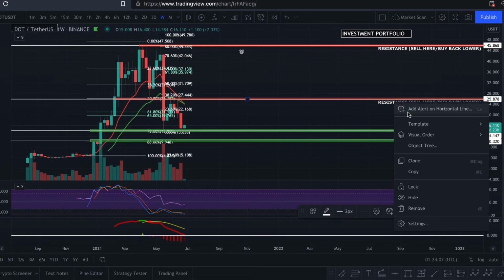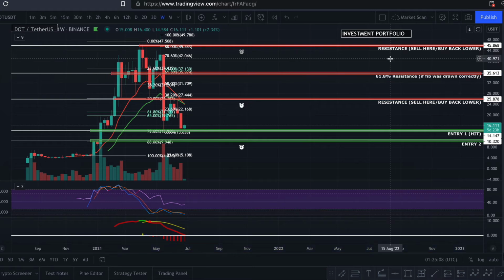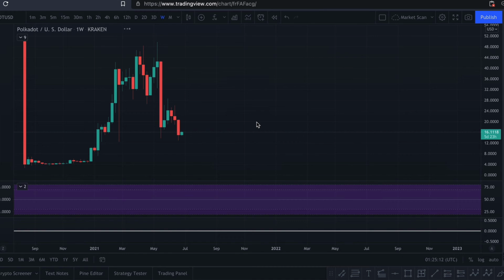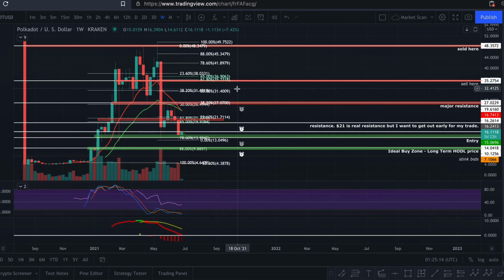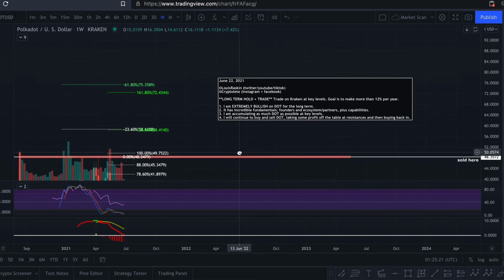So let me just put these alerts in. Okay, there we go. We got the DOT investments, and this also. All right, so that's the investment portfolio. Straight up, DOT looks horrible. I'm so mad. Anyway, and this is my trading portfolio. Extremely bullish on DOT.